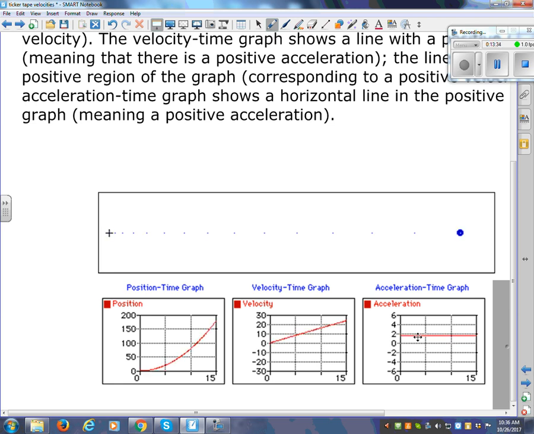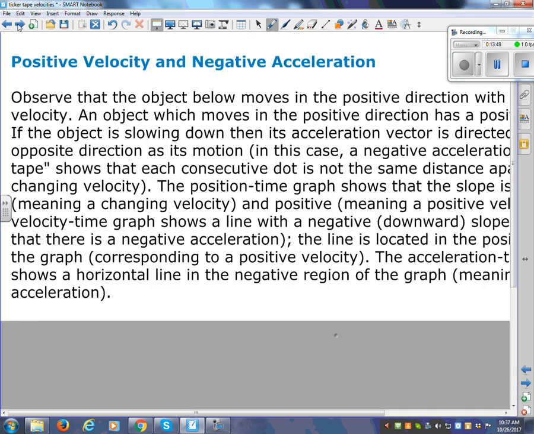Making sense? Yeah? Okay. Do you want to try the next one on your own? What do you think? Maybe use a pencil. Try the next one on your own. Use a pencil. This is positive velocity, negative acceleration. Hang on here. I'll give you the starter pack.